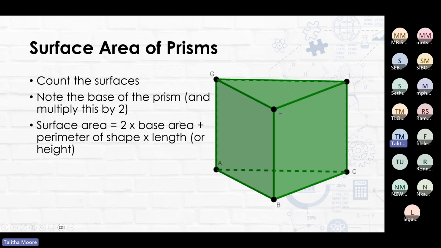So for a prism, we count the number of surfaces, and we note the base of the prism. So here you can see the base of this prism is a triangle. So our surface area would be 2 times the base area of the prism plus the perimeter of that base times the height or the length of the prism.